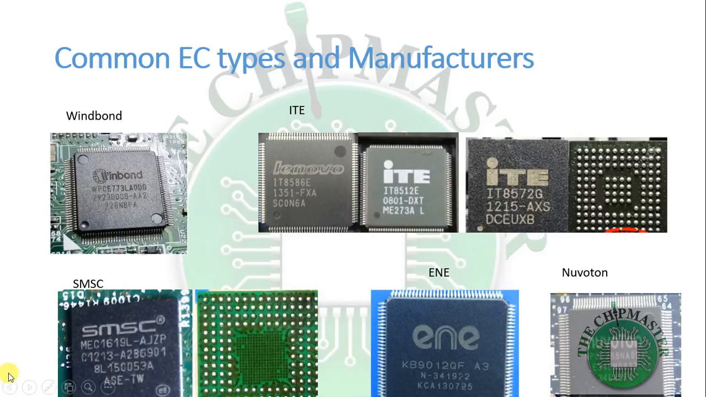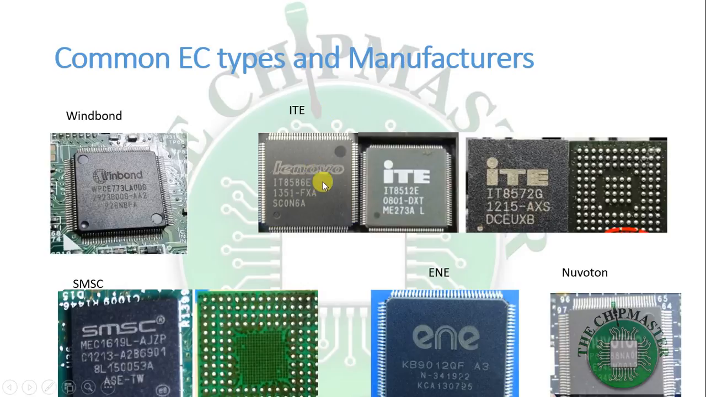As you can see, we have here Winbond, which is a common manufacturer, now mostly for manufacturing BIOS chips. We're not seeing them manufacturing a lot of ECs for the newer architecture machines. They are mostly found on the EC in the BIOS region. We also have ITE.